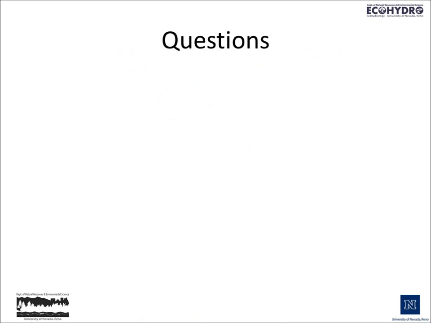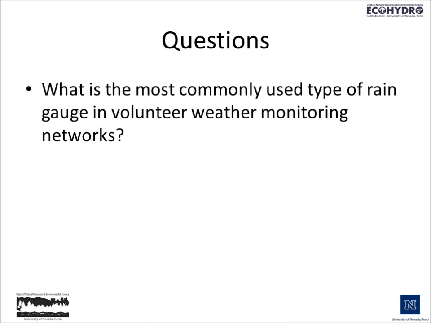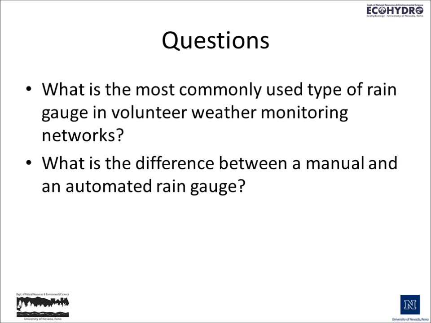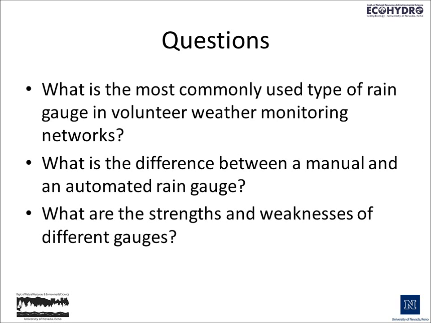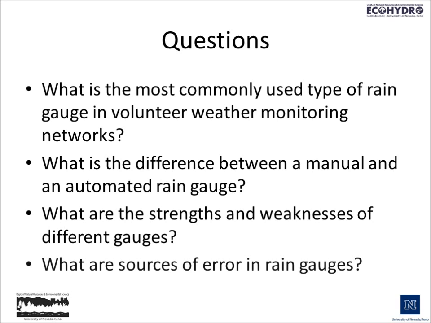So here are a few questions. First, what's the most commonly used type of rain gauge in volunteer weather monitoring networks? What's the difference between a manual and an automated rain gauge? What are the strengths and weaknesses of different gauges? And what are the sources of error in rain gauges?